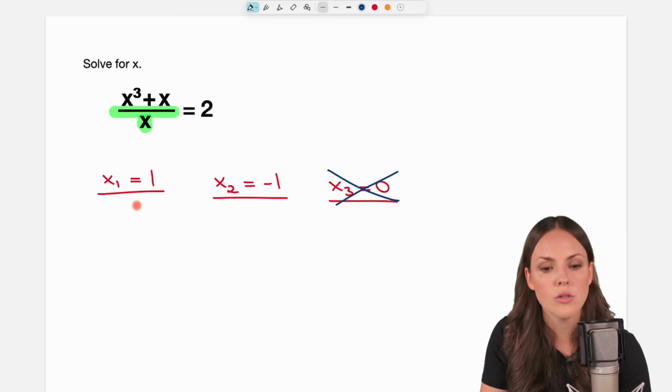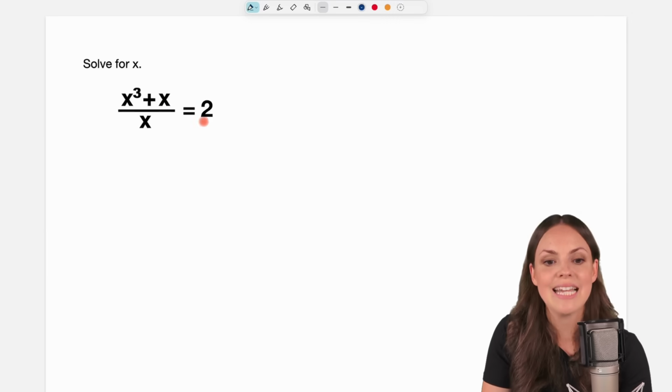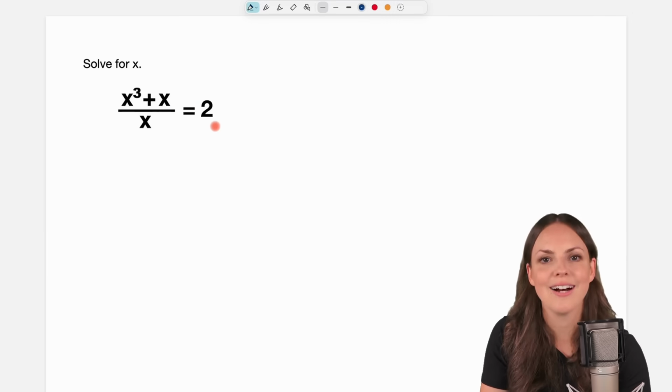The 1 is fine because we divide by 1. It's okay, you can do that. The -1 is okay because we can divide by -1. So these are the solutions to this equation. But I promised you to show you a second, way faster way how to solve this equation.